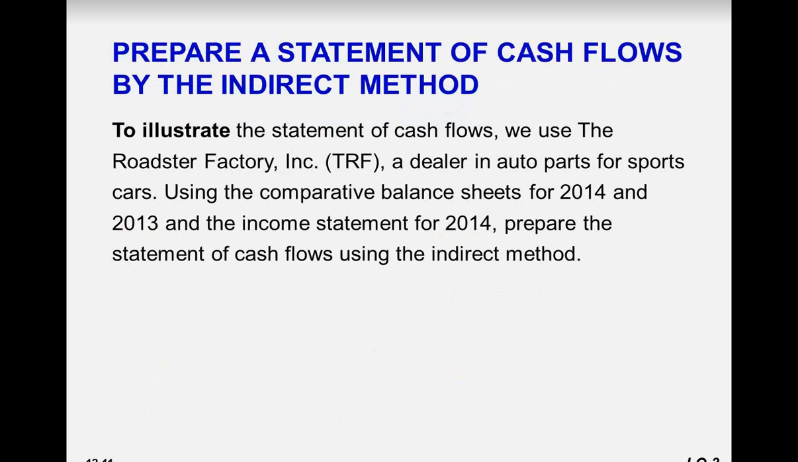Okay. So let's prepare a statement of cash flows using the indirect method. We're going to look at the Roadster factory. It's a dealer in auto parts for sports cars. We're going to use a comparative balance sheet for 2014 and 2013 and the income statement for 2014 to prepare the statement of cash flows.